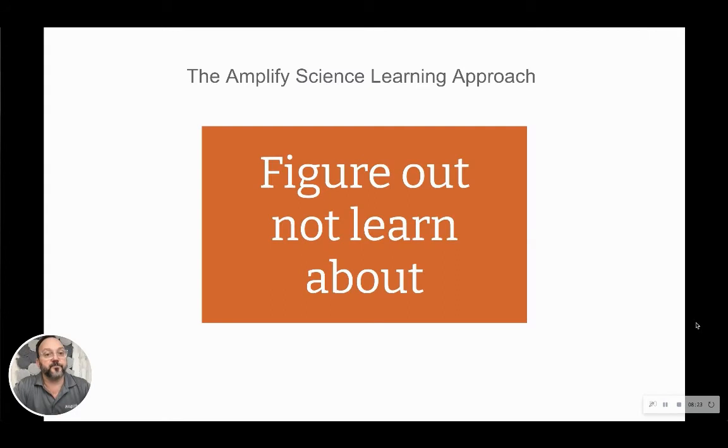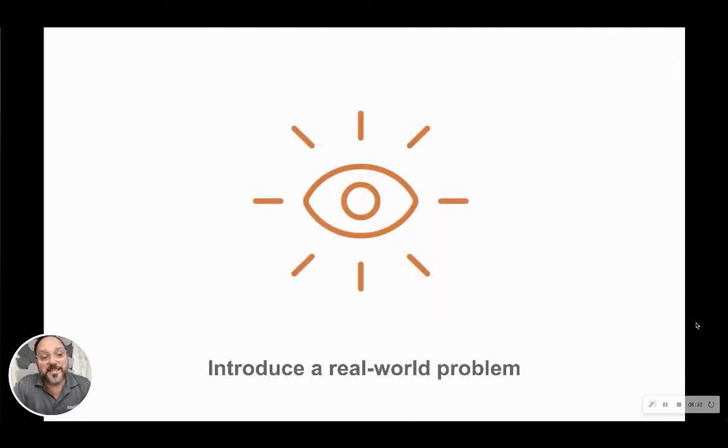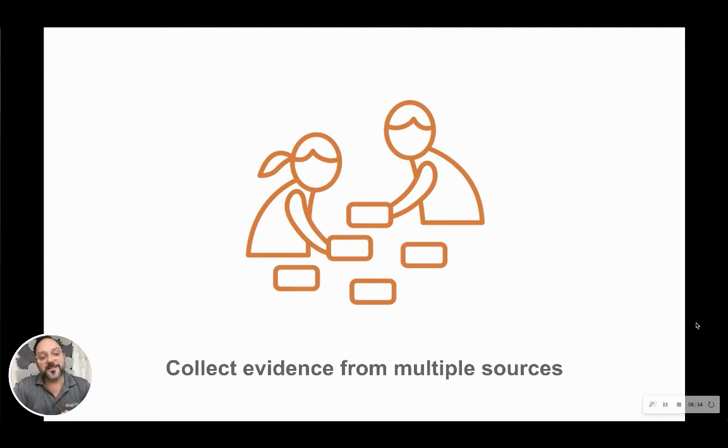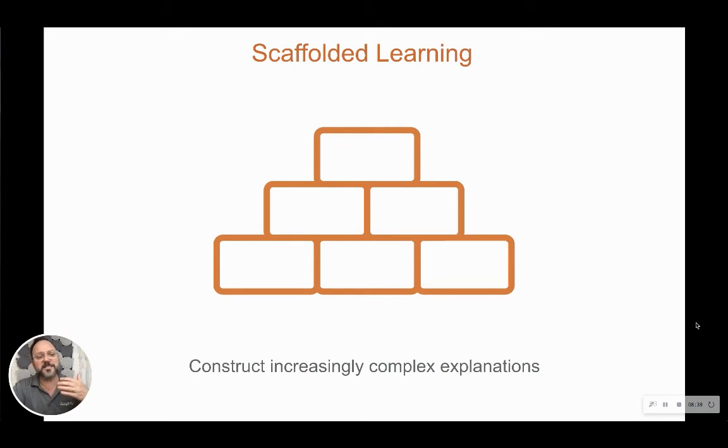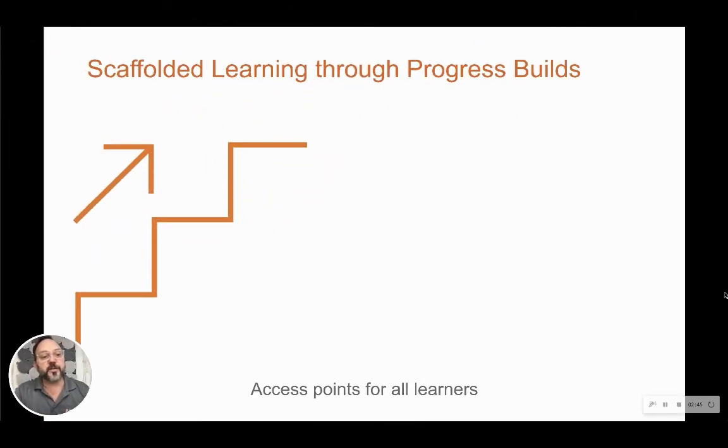So the Amplify Science learning approach really allows for this instructional shift where students figure out, not just learn about science. It starts with introducing that real-world problem, and still students can collect evidence from these multiple sources that you see. This all blends into a scaffolded learning process to develop a deeper, complex explanation of science concepts and phenomenon. Scaffolded learning is so important, and in Amplify Science, we call this a progress build. And we really want to think of it as an access point for all of our learners.